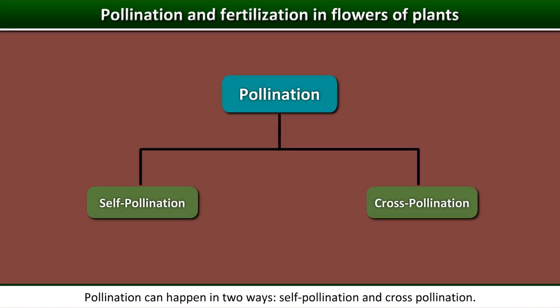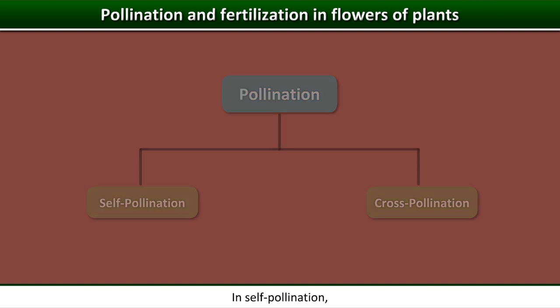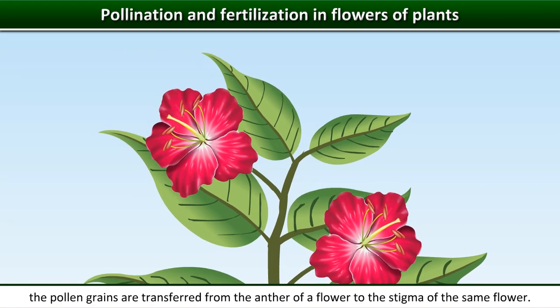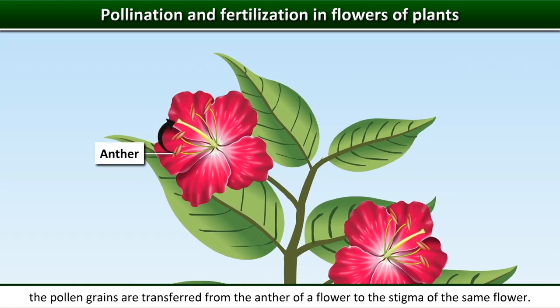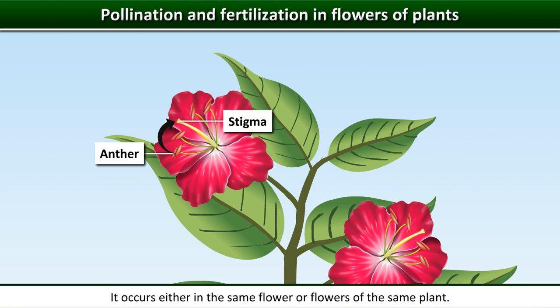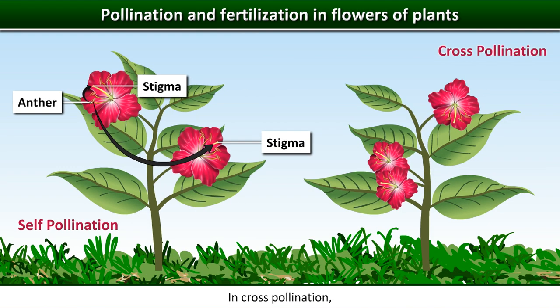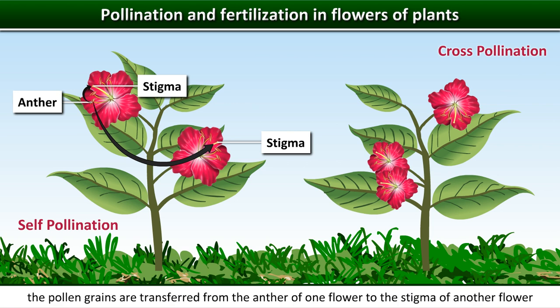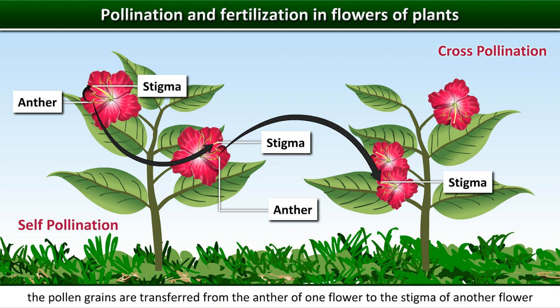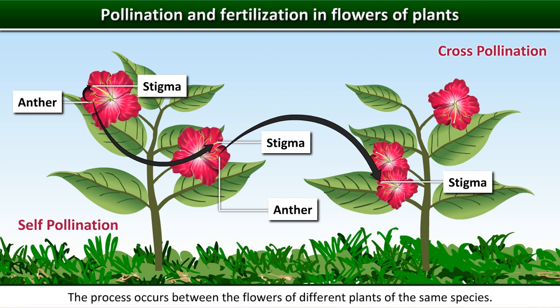Pollination can happen in two ways: self-pollination and cross-pollination. In self-pollination, the pollen grains are transferred from the anther of a flower to the stigma of the same flower. It occurs either in the same flower or flowers of the same plant. In cross-pollination, the pollen grains are transferred from the anther of one flower to the stigma of another flower of the same species. The process occurs between the flowers of different plants of the same species.